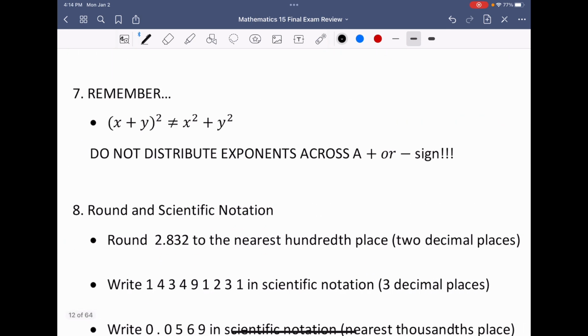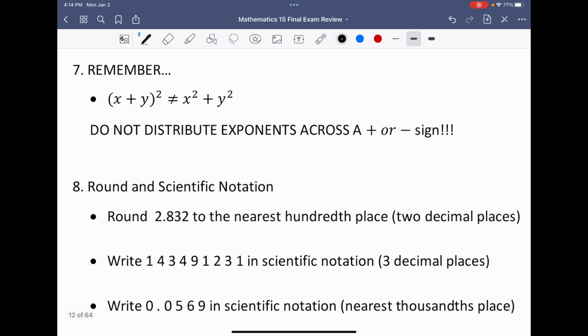All right, now here's a really important piece. This was on your unit exam for exponents. It was on multiple of your quizzes. This is something that's very intentional, and we put it in to make sure that you don't get tricked by this. So we cannot distribute using power rule across a positive and negative sign.